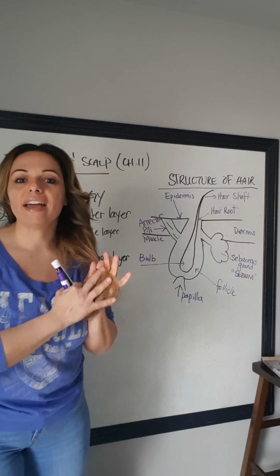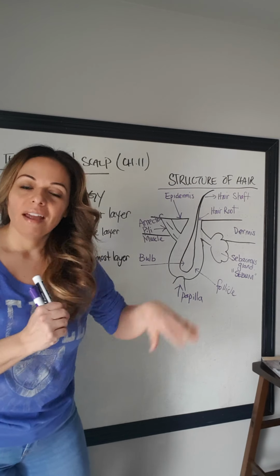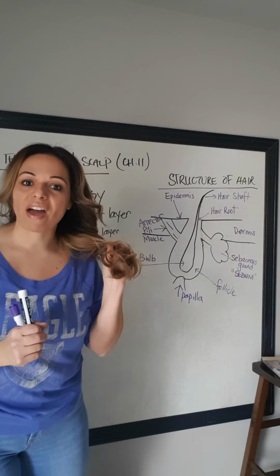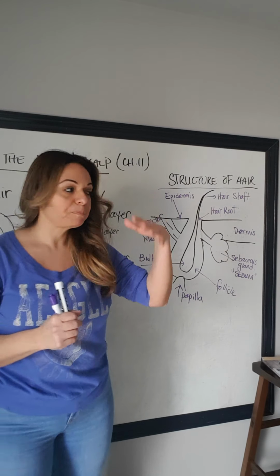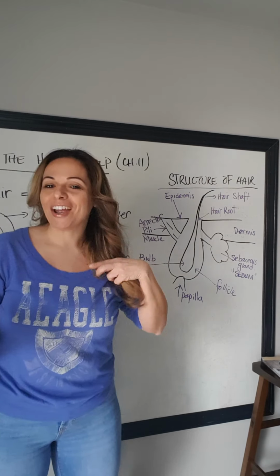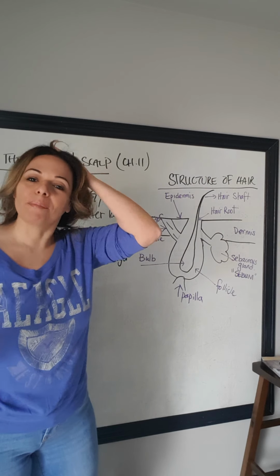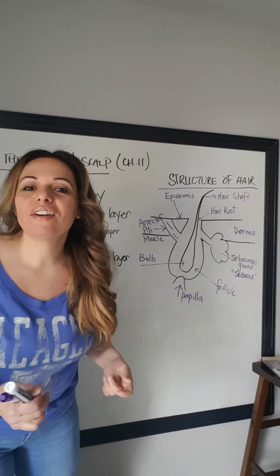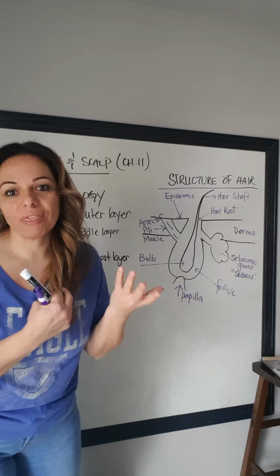So this is why our ends are usually a little more dry than our roots, because it doesn't have access to the sebum. A good trick for long hair is to take your ends and to actually rub it into your roots every now and then, just to help to distribute that oil.